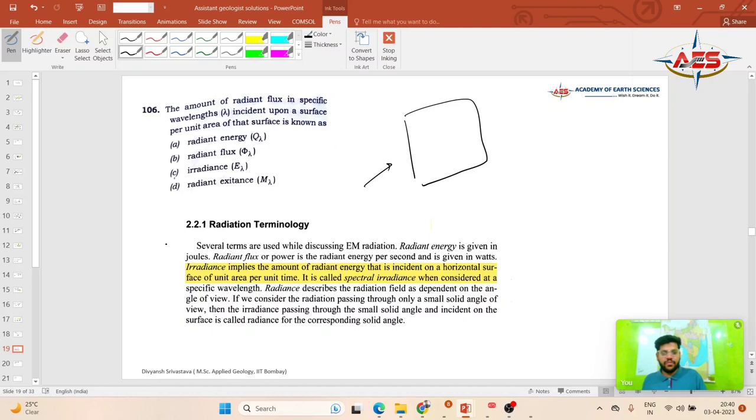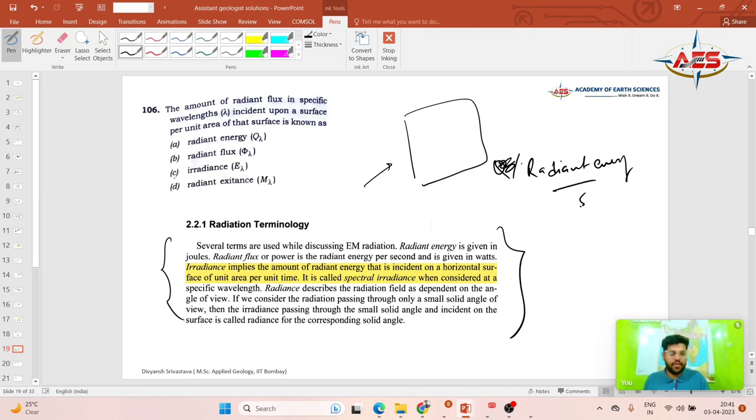Okay, so we should familiarize ourselves with the radiation terminology. So first we will see what is radiant energy. It is given in joules. So what is the energy that is being received ultimately? Okay. So it is the radiant energy. Radiant flux or power is the radiant energy per second, and given in watts. So it is the unit of power.